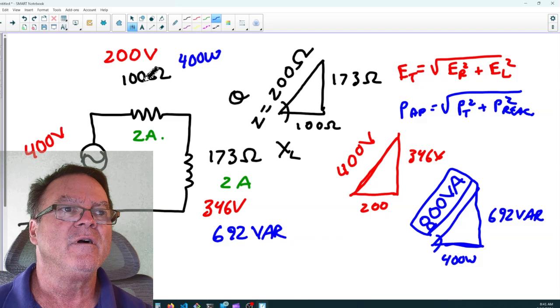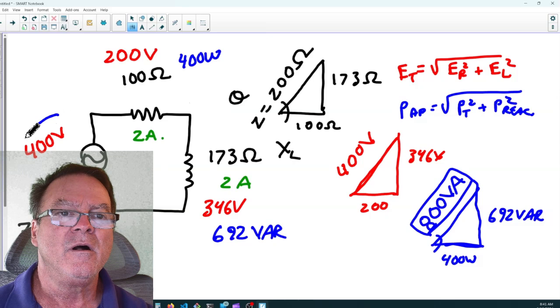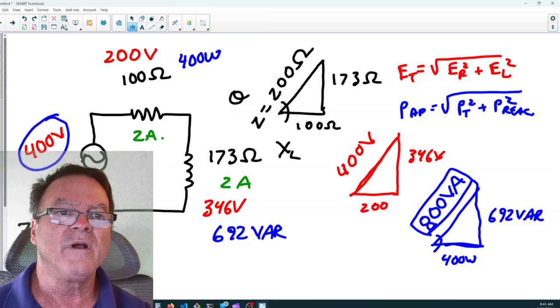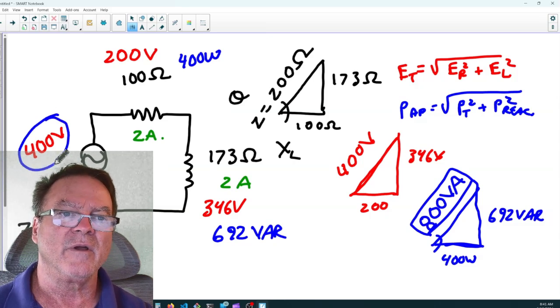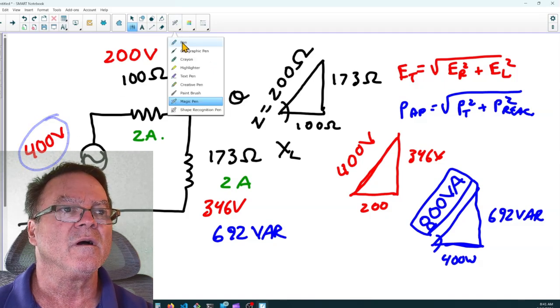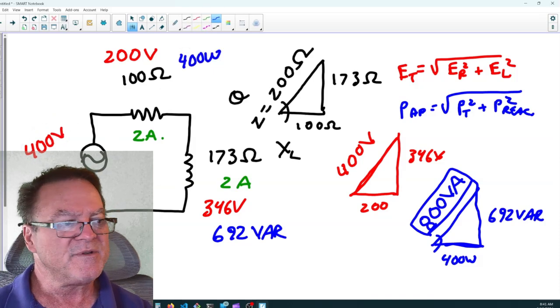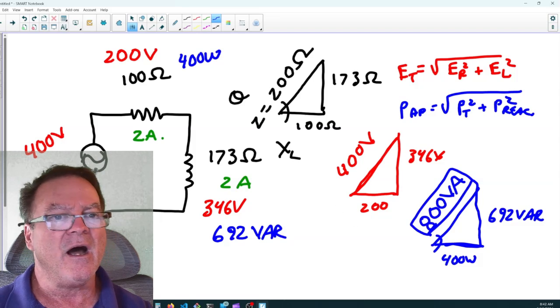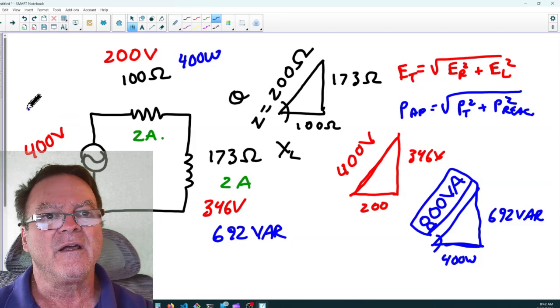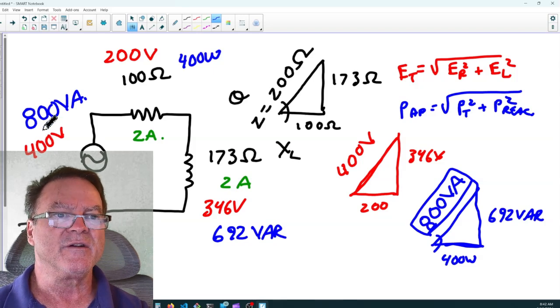Look what we have. Oh, this is a chance for me to use my magic pad. Did it work? Oh, it didn't work. Never mind. Sometimes it doesn't work. Regular pad. So 400 volts times 2 amps equals 800 volt amps. How do you like that? 800 volt amps. There you go.